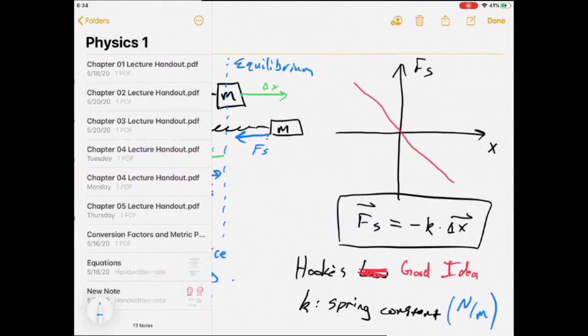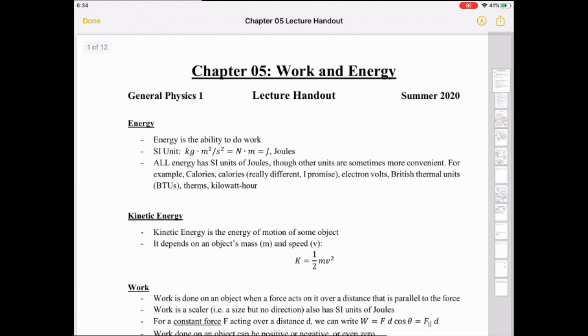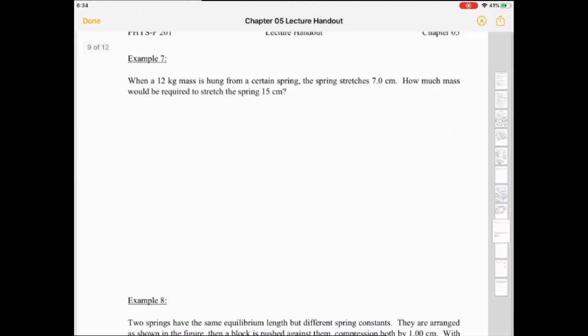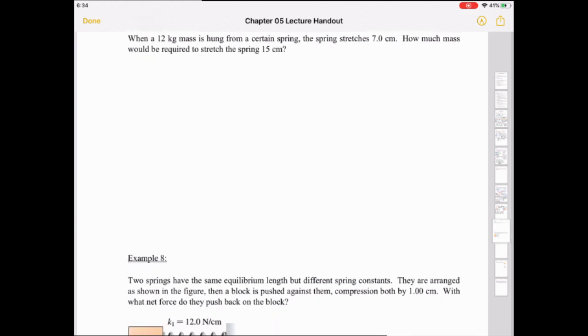I'm going to go back to the Chapter 5 handout and look at example 7. So this is a pretty simple example here. A 12 kilogram mass is hung from a certain spring. The spring stretches 7 centimeters. How much mass would be required to stretch it 15 centimeters? Okay, so we could draw this picture. But let's draw it not with yellow as the ceiling. So there's our ceiling.